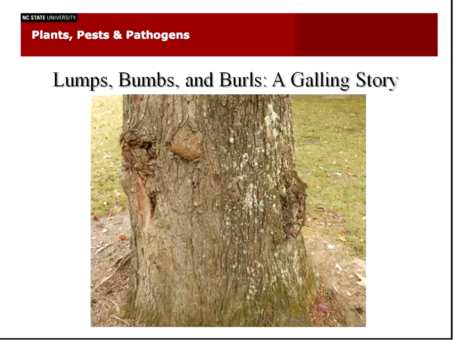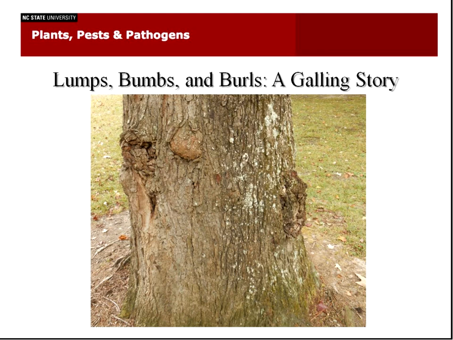I want to take a few slides to talk about lumps, bumps, and burls. This photograph is from a park near where I live in Garner. And a lot of times when these sort of growths are seen on trees in particular, it's not going to be possible to say what exactly caused them. There could be some kind of an organism involved, but really we often see burls that will grow, become quite large. The tree reaches a ripe old age and seems to make it just fine.